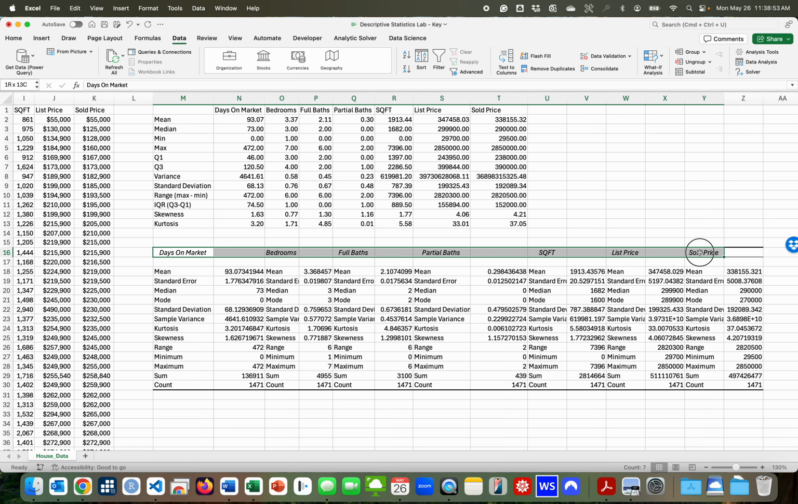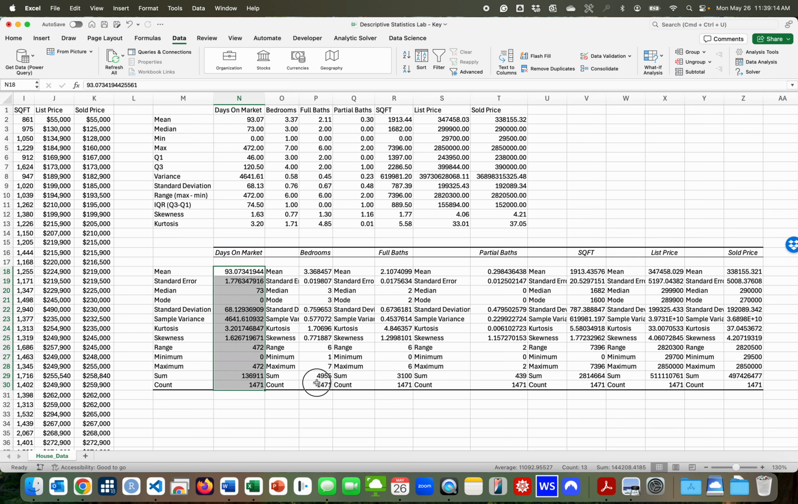I'm going to highlight these names. I'm going to do Command X, or on a Windows machine you do Control X to cut it. Then I'm going to come over one cell and paste it. So I'm going to do Command V, it would be Control V on a Windows machine. So now I have days on market, and then I have the statistics for days on market.